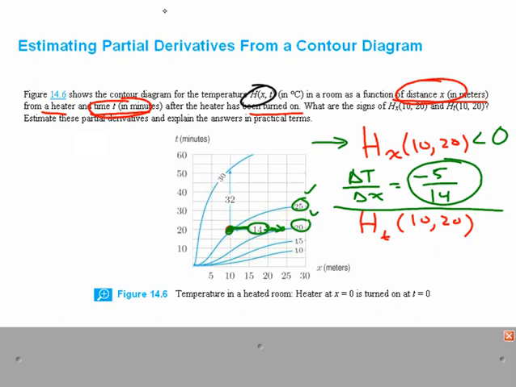Very similarly, if we're just changing t, we fix x, we're at this point and we go up 32 minutes, because that's our y value. Imagine the heater has been on for 32 minutes. When 32 minutes have passed, we jumped from 25 degrees to 30 degrees. So our estimation for the partial derivative with respect to time would be a change in temperature of 5, from 25 to 30, over 32 minutes. So that's how you estimate partial derivatives using a contour diagram.